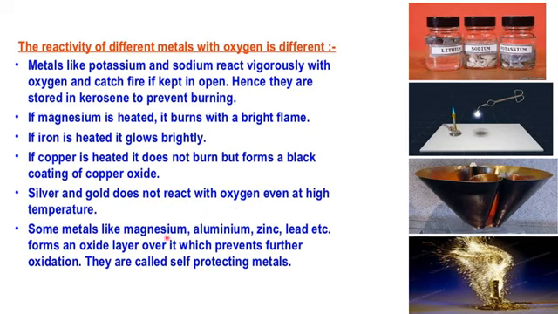There are some metals like magnesium, aluminium, zinc and lead, etc. They form an oxide layer over them, which prevents further oxidation. So there is a layer of oxide, as we have seen in magnesium oxide also. Aluminium, zinc, lead, these metals form an oxide, and this oxide layer prevents them from further corrosion or further oxidation. So they have a quality which is known as self-protecting quality. That is why they are called self-protecting metals.